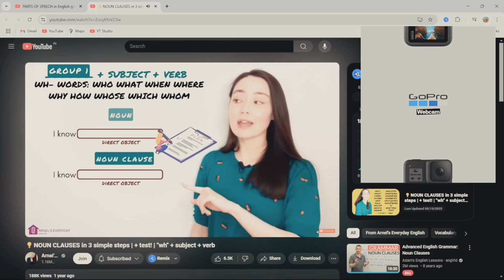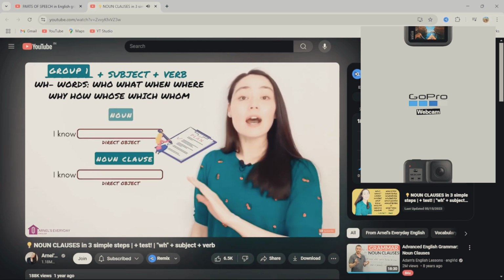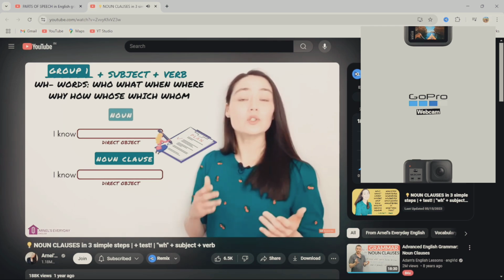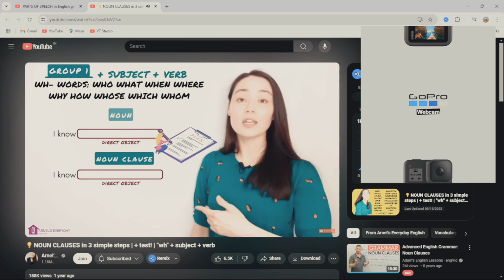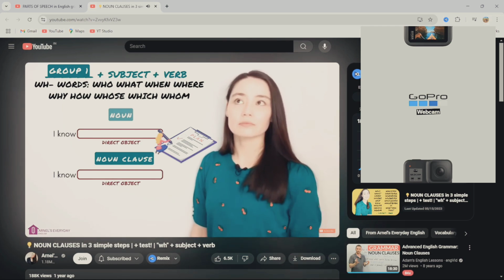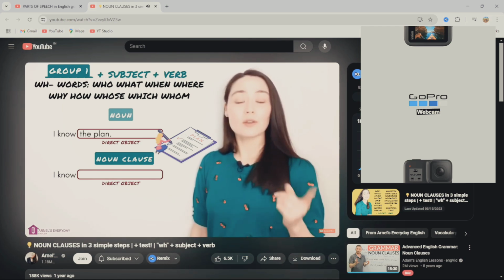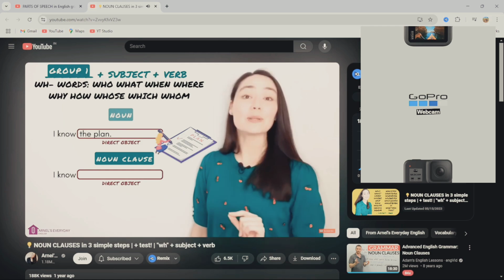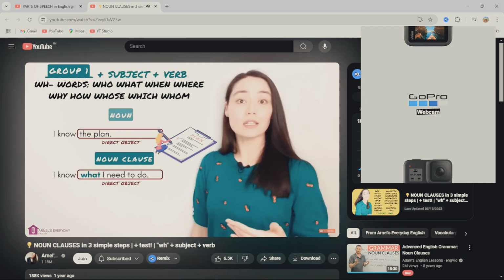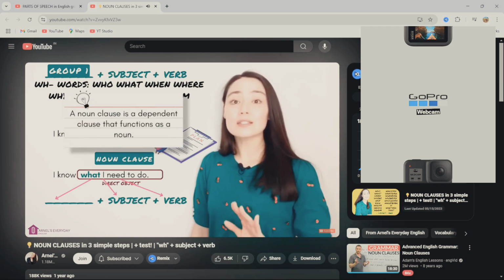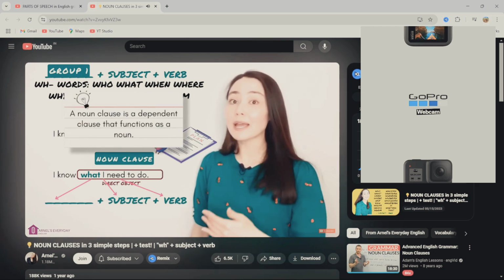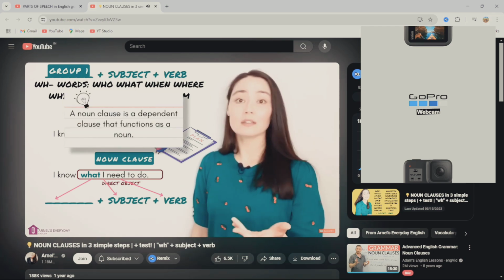I have noun and noun clause. I'm going to put these next to each other so you can really see how a noun clause functions as a noun. I know. Know needs an object. I know the plan. We have a plan. I know the plan. I know what I need to do. What plus subject plus verb. You can see my noun clause is a dependent clause that functions as a noun.